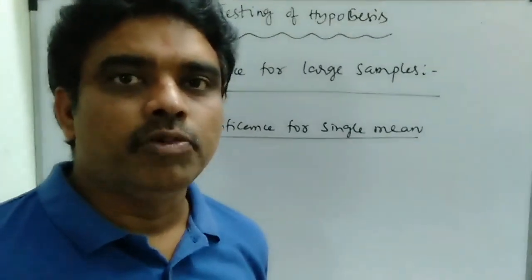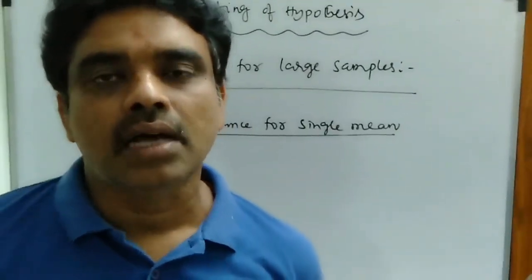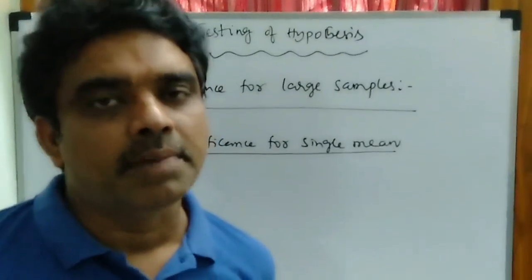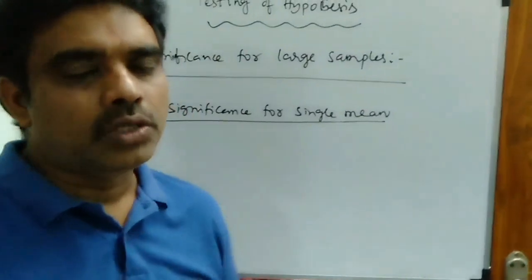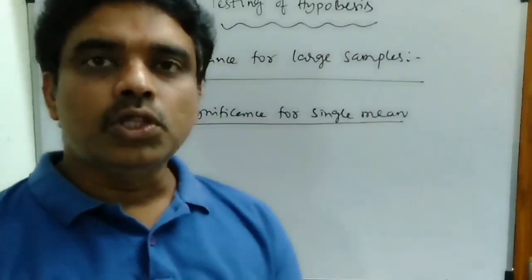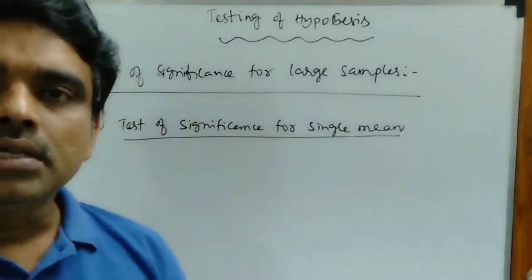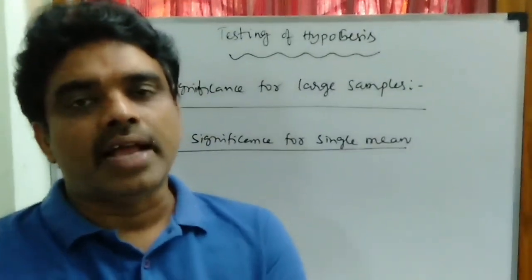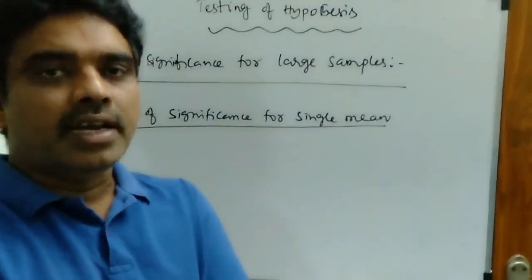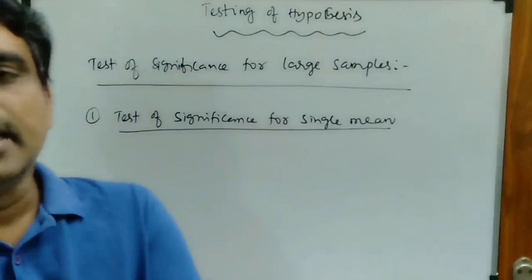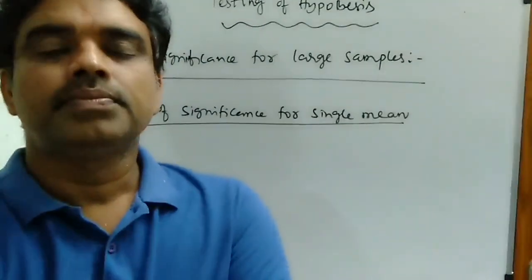And in the third step, we choose the level of significance, alpha value. It may be 5% or 1% or 10%. You can choose any value depending on the given problem. And the fourth one is the test statistic. Here we have to compute the value of z. For different tests, we have different z values. So we find the z calculated value.